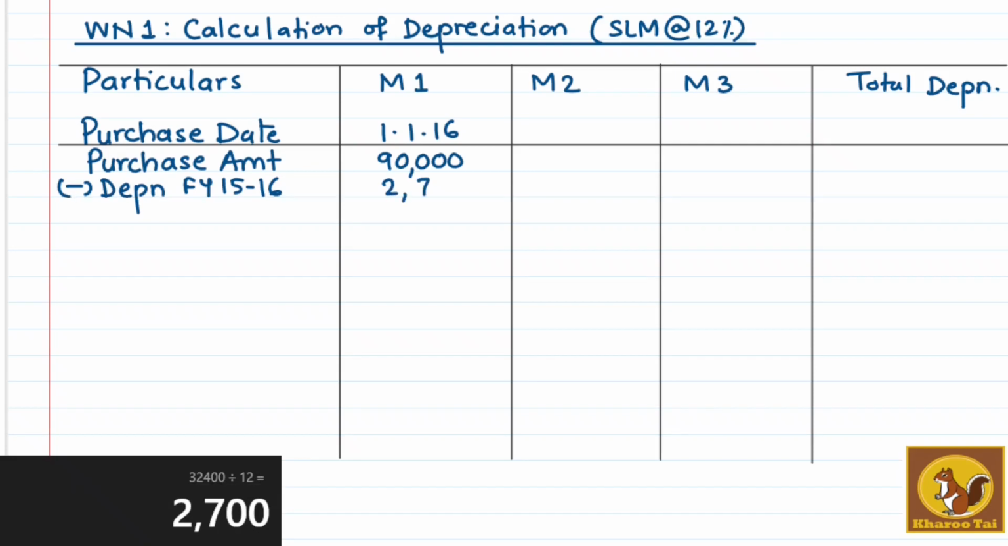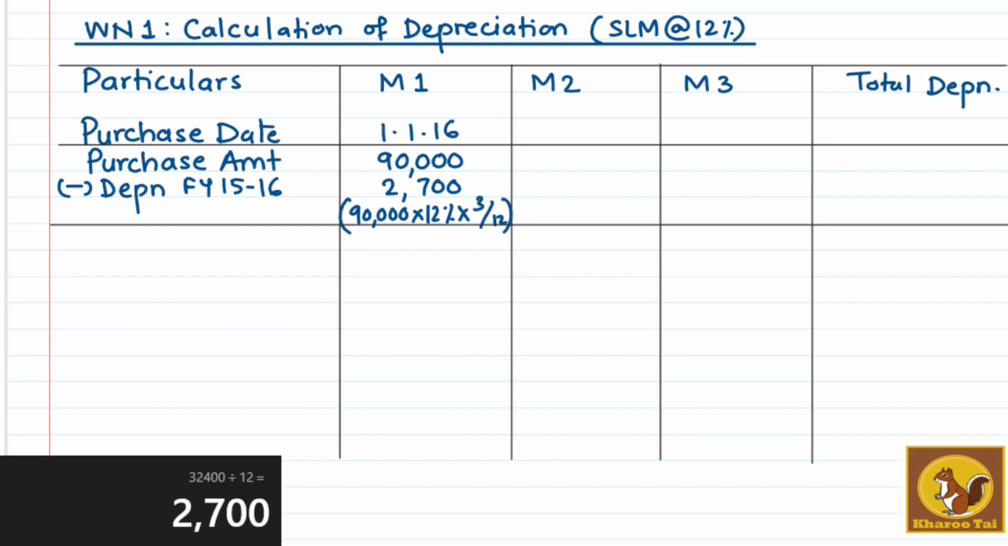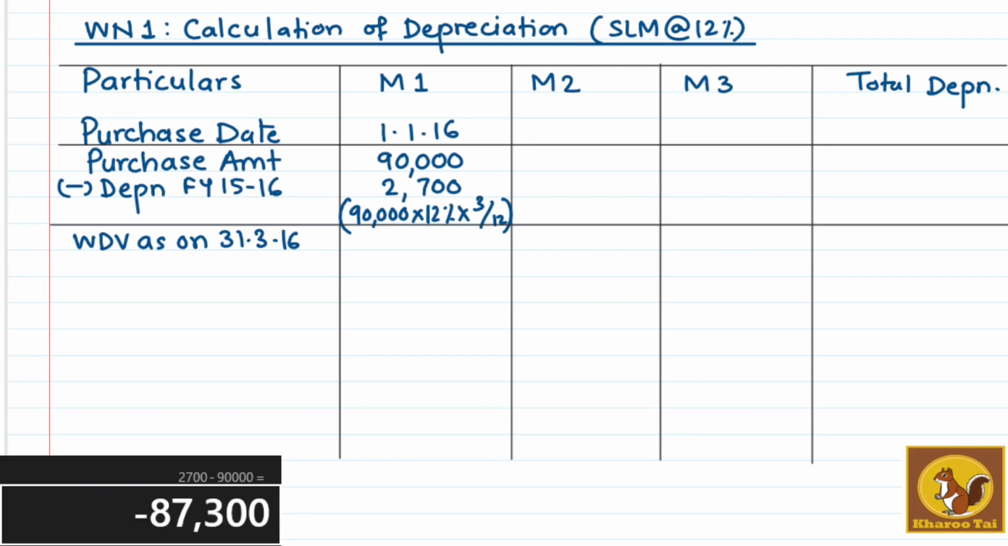How did we get this amount? 90,000 into 12% into 3 divided by 12, right? So WDV as on 31st March 16 will be 90,000 minus 2,700. This is 87,300. So for financial year 15-16, the total depreciation will be 2,700. There is no other transaction. At the end of the first year, the WDV will be 87,300.